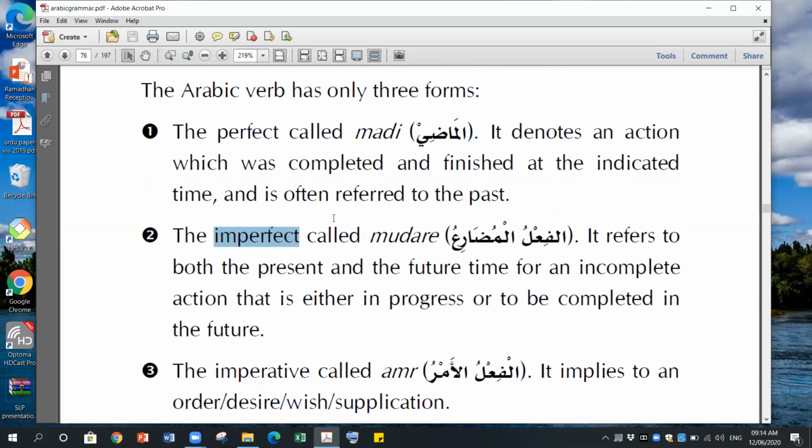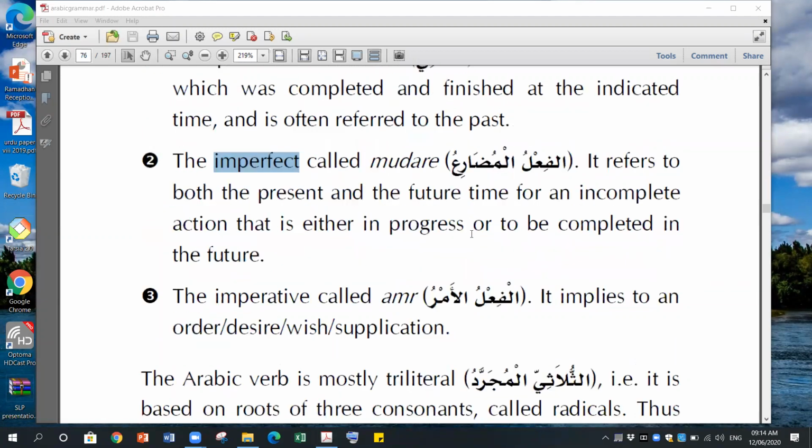Even if it is in the present or if it is in future. So Nashmi, fi'lul mudare includes two tenses, that is present and future, and they name it together mudare. Imperfect in English they are naming it. So fi'lul mudare will have both tenses, present and future.